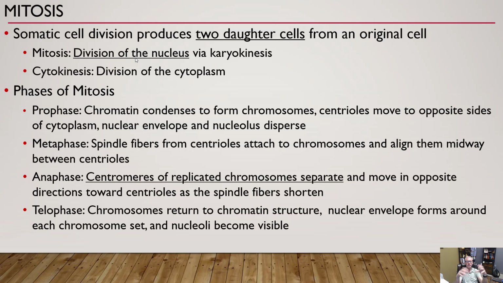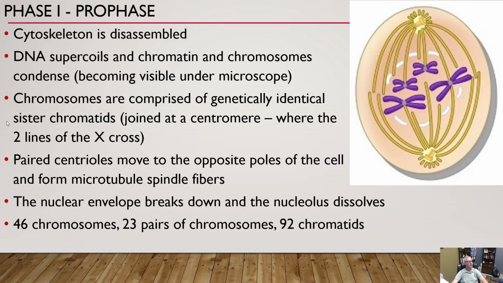And mitosis is division of the nucleus via karyokinesis. Cytokinesis is the division of the cytoplasm. And we'll see that there are 4 stages of mitosis: prophase, metaphase, anaphase, and telophase. I won't read them here because we'll cover them in each of the slides later on. All right, so prophase.